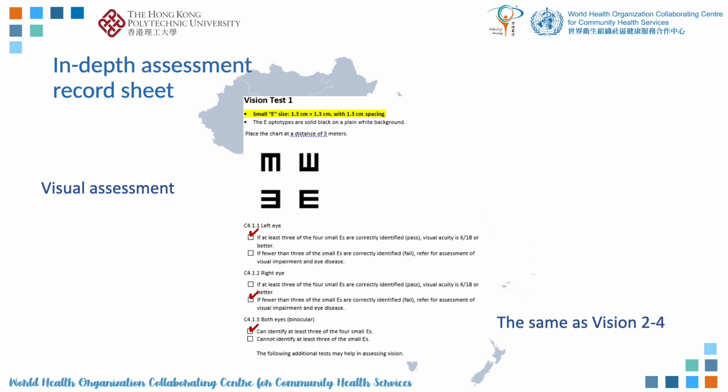For the visual assessment, the assessor should guide the older adult to check whether they can clearly see the different sizes of the letter E on the visual charts. Each eye should be tested separately first, followed by a test using both eyes together. So we need to mark whether the older adult can correctly identify at least 3 or 4 letter E's. The procedure is the same as the vision 2 and 4 assessment.